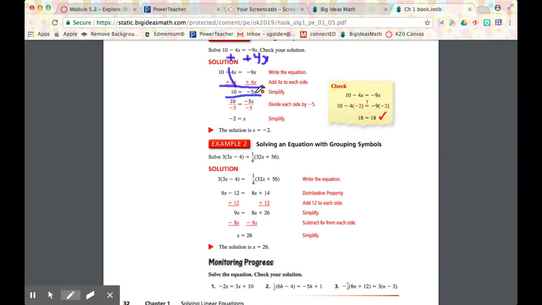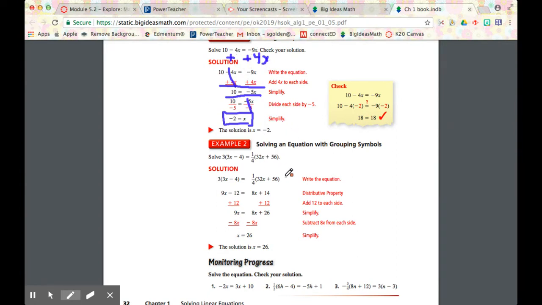We still have to solve for x. These two are being multiplied, so we do the opposite and divide by negative 5 in order to get rid of it from both sides. So I have x equals 10 divided by negative 5, which is negative 2. x equals negative 2. And just like before, you can go back and plug that in for x, and you can see that it comes out to 18 equals 18. So when we have multiple x's, we first have to get them together.